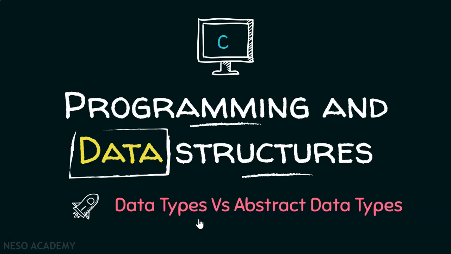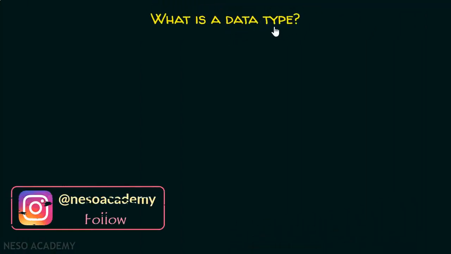In our journey towards learning data structures, we first have to understand the difference between data types and abstract data types. So let's get started. What is a data type? We have already discussed what a data type is in our C programming lectures, but let's discuss it one more time because there are certain points which I haven't discussed there.